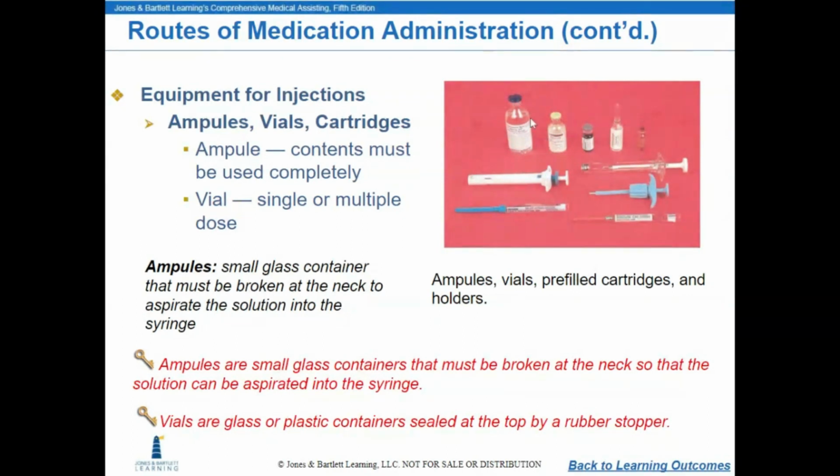And again, the top of the vial, when you take the cap off, is rubber. It allows for easy insertion of the needle to draw up your medications, okay? Now, these are pre-filled cartridges and holders, and we'll talk about that later. All right, so you got your vials and you got your ampoules.